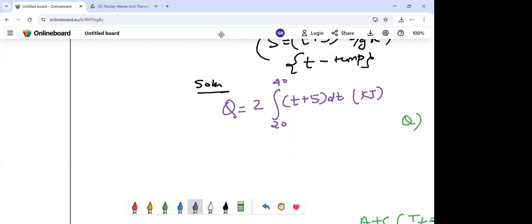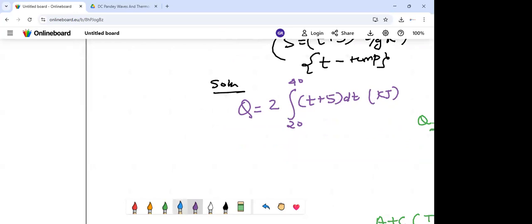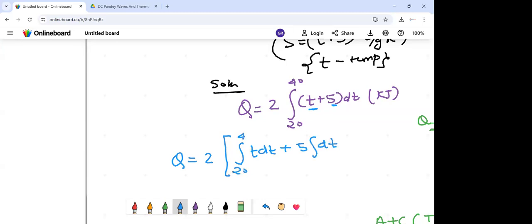So here, what we will do is Q equals to 2. This integration thing, we can take both functions separately. 2 is common, so I'll take it out. Here I will write t dt, and here I will write 5 into dt. Limit is same for both, 20 to 40.